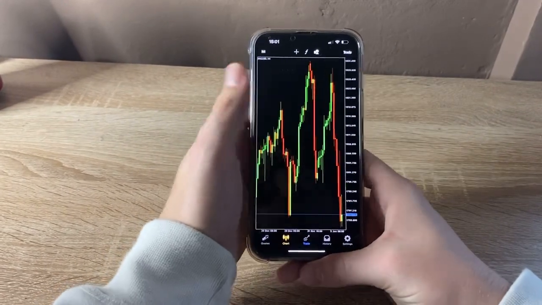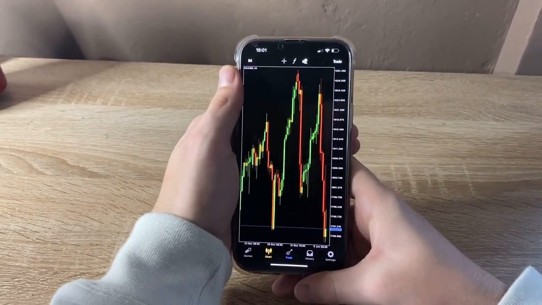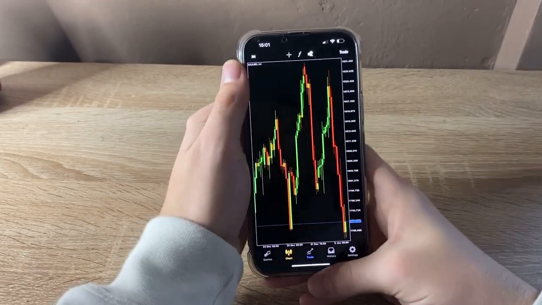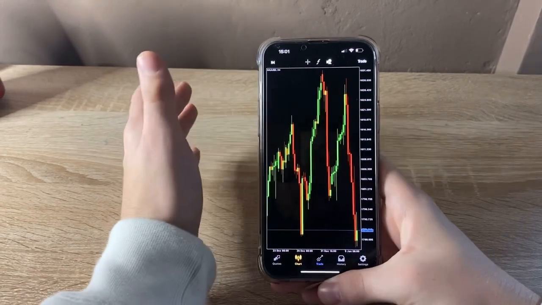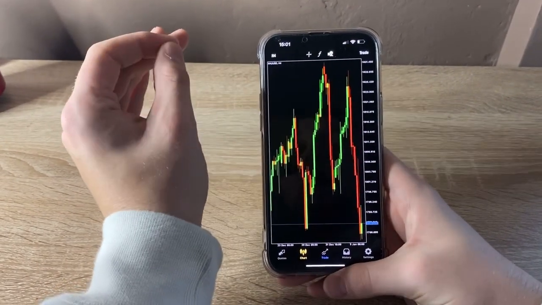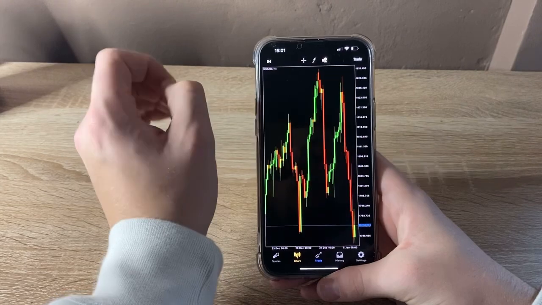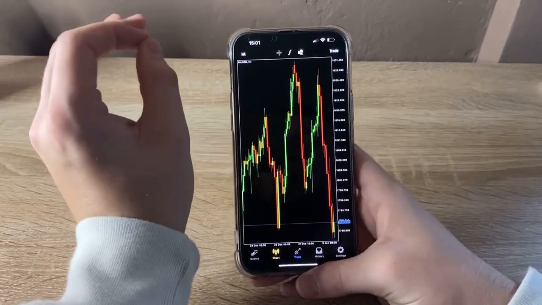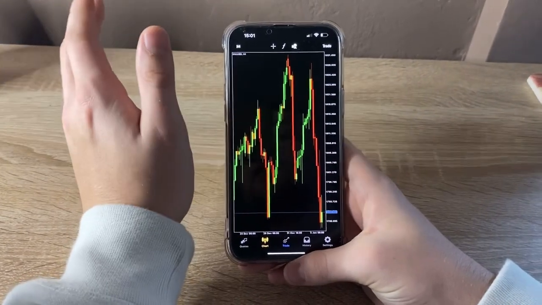What we're going to want to do is add in a moving average. The whole point of having a phone is to keep it simple, because phone screens are quite small. All it means is there's less space, so it can get cluttered very, very quickly. So we want to avoid the clutter, and we want to keep it simple and straightforward so we don't confuse ourselves.